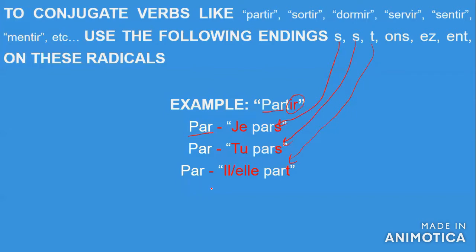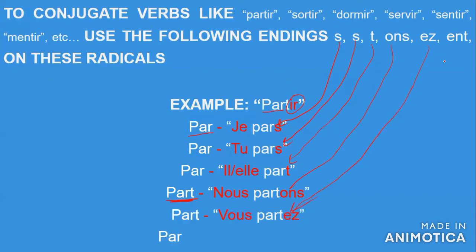Now, when we get to the fourth one, we are going to add that T. Instead of using three letters, we add T on it, all right? So now our radical will be part, and you continue adding the ONS, EZ, all right, till you finish, and ENT, okay? And for all of these verbs, you are going to do the same thing.